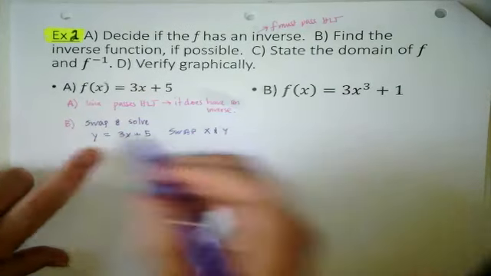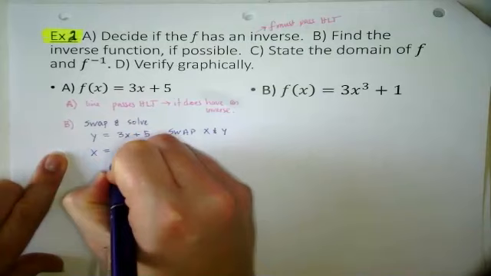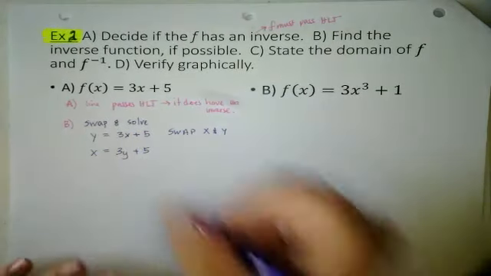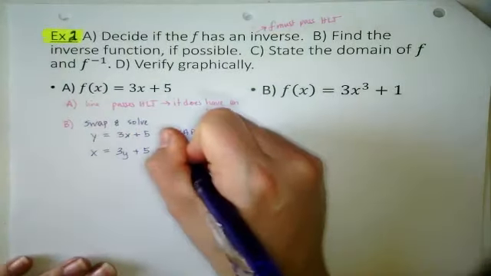So we're going to trade these out. They're going to swap. We're going to say x equals 3y plus 5. So they trade places. And now we want to go ahead and solve for y. And that's the new y. We're basically just solving for the other guy.